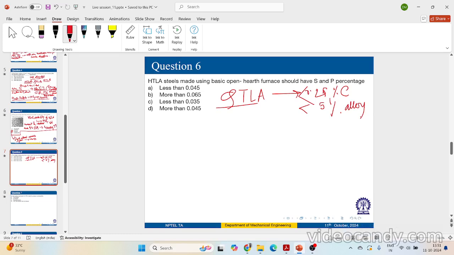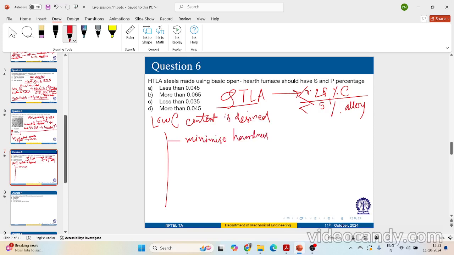Now, low carbon content is desired in such alloys for two reasons. I mentioned less than 0.25, right? So low carbon content is desired. There are two reasons over here. What are those two reasons? One is to minimize the hardness of the martensite that will form. This is one.